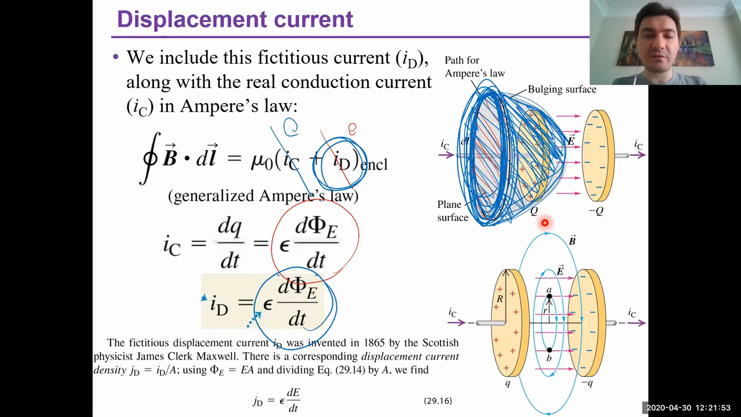The last information, and important of course: the fictitious displacement current was invented in 1865 by the Scottish physicist James Clerk Maxwell. And there is a corresponding displacement current density, which is given by displacement current over the area, and using the flux definition, E times area, electric field times the area, then instead of this displacement current, we can also use displacement current density in terms of the change of the electric field between the capacitor plates.